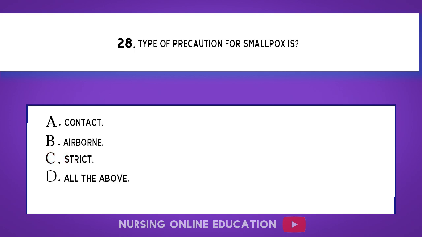28. Type of precaution for smallpox is: A. Contact, B. Airborne, C. Strict, D. All the above. The answer is option B, airborne.